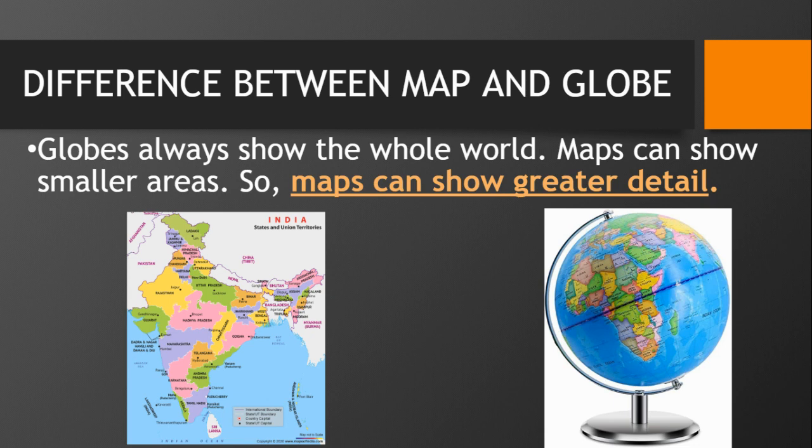As the globe shows the whole world in a small space, it cannot show much detail. When a map shows only a part of the world, it shows greater detail. So, you will find more cities marked on India's map in an atlas than on a common globe.